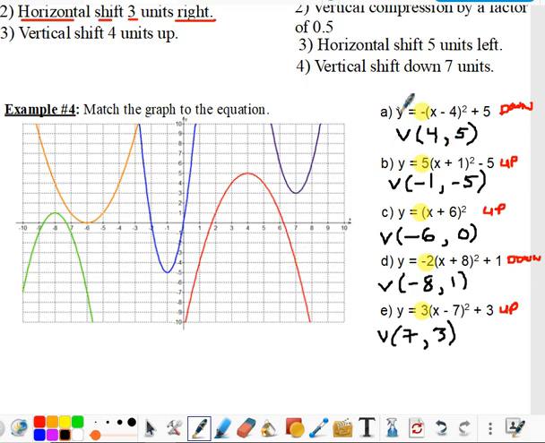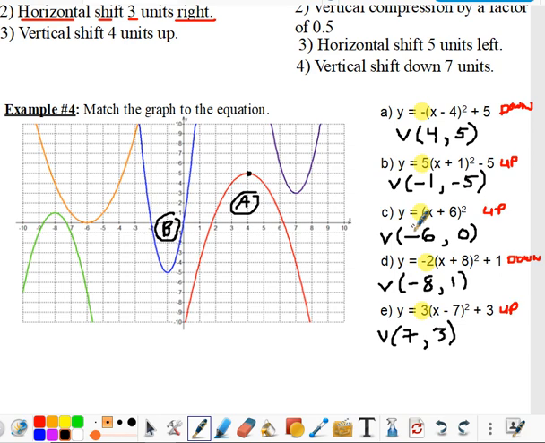So for equation A, I'm going to look for the parabola that has a vertex of 4, 5. 4, 5, right here. So this is parabola A. For B, the vertex is negative 1, negative 5. Negative 1, negative 5, this is B. And also, notice how narrow this parabola is. See how super narrow that is? That comes from the A value being such a big number, like 5. So that means it's really narrow.